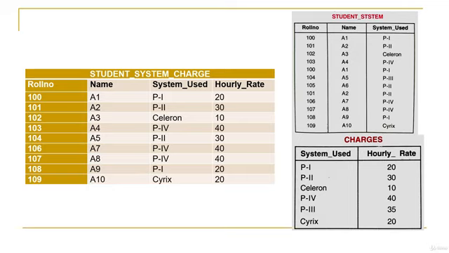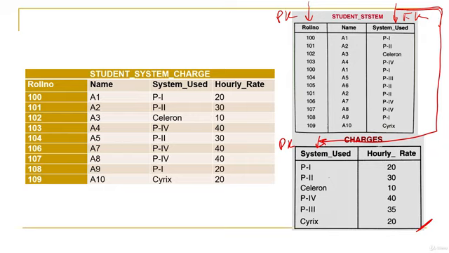Can you identify the foreign key in this table? Yes, we have a foreign key, and the foreign key is system used. This column will act as the foreign key. Here roll number is the primary key. Here system used is the primary key. And this foreign key will refer to this system used in the charges table. Ultimately, this charges table becomes a master of system where we are storing the rate of all possible systems.